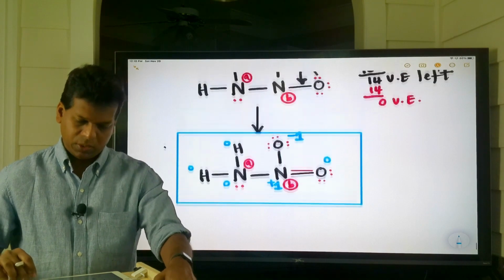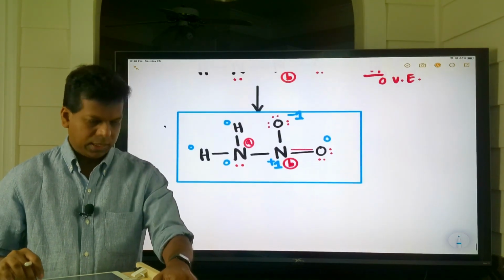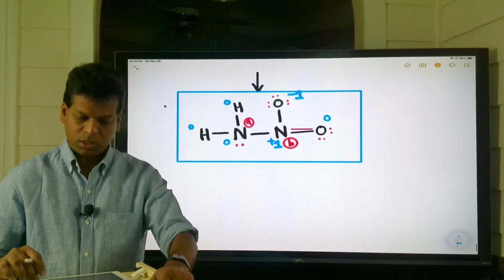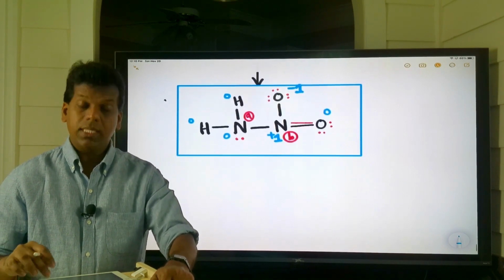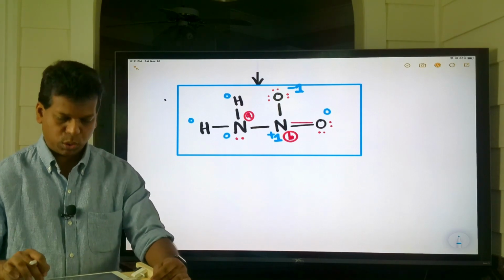Okay, so far we have done several examples. I think it is time to move on to the next topic. Next simple topic, resonance structure. I think this is a good place to start that.